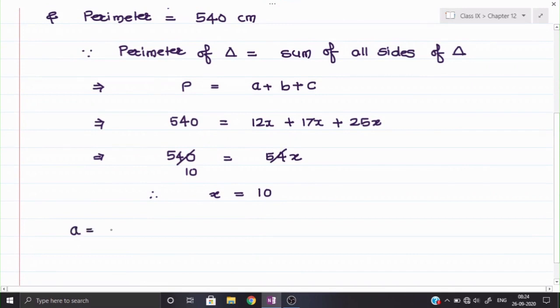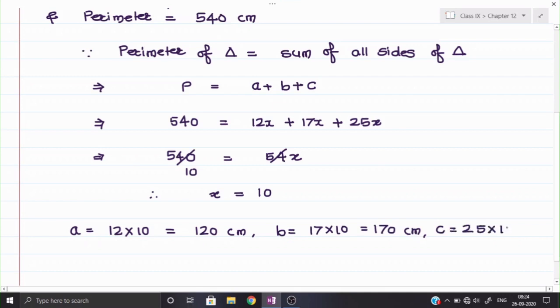So a will be equal to 12x, which becomes 12 into 10, equal to 120 centimeter. Comma, b will be equal to 17x, so 17 into 10 will be equal to 170 centimeter. And c will be equal to 25 into 10, so it would be 250 centimeter.